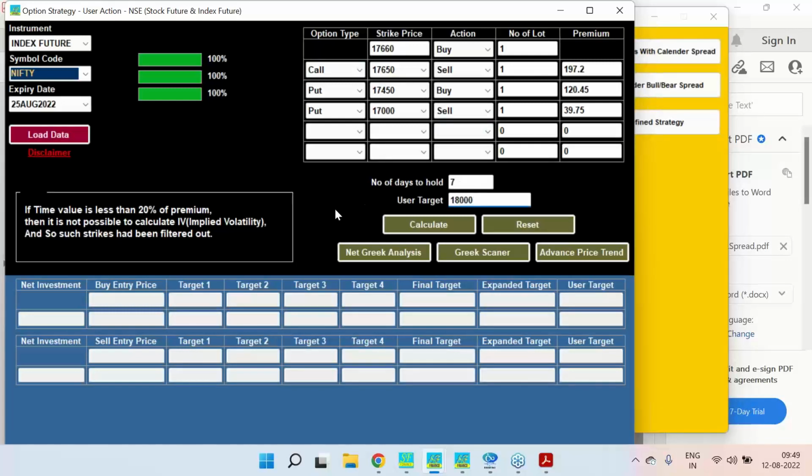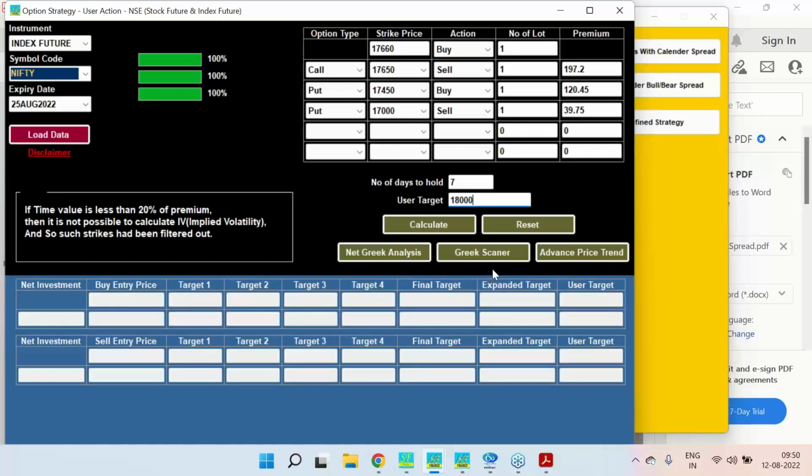After this, we can find several buttons here, and I'll explain the use case of each of them. Here there is a calculate button. After clicking on calculate, you can find all the levels for this formed strategy below, where you can see the buy and trade targets. From there, the profit and loss will be filtered here. After that, you can see the net Greek analysis. This net Greek analysis will show you the delta, gamma, vega, and theta for the strategy, calculated given the price entry or targets.